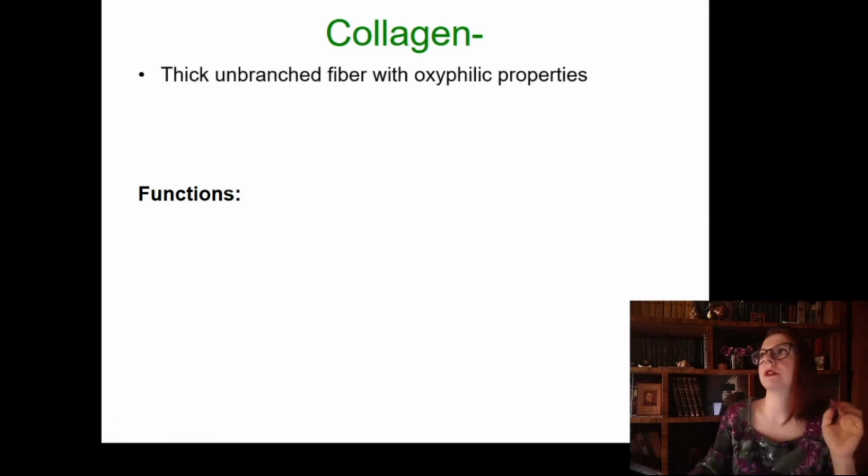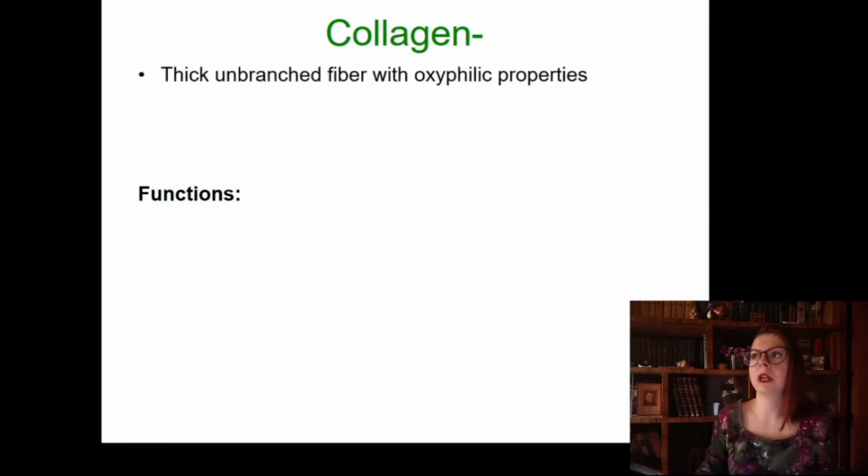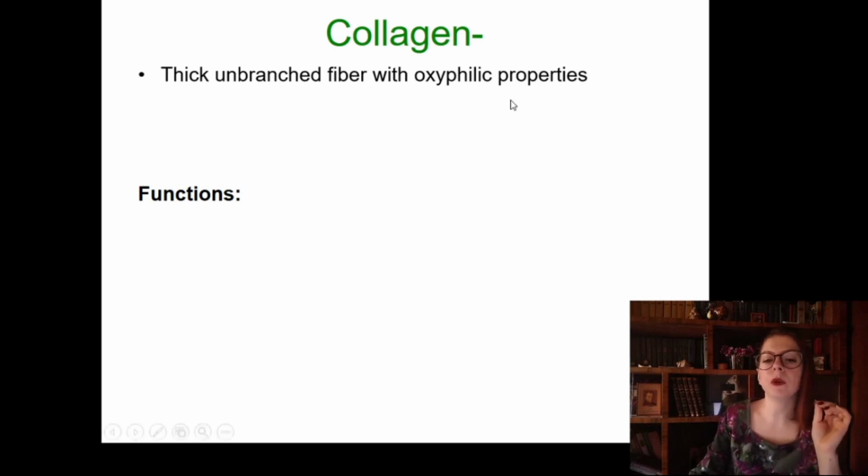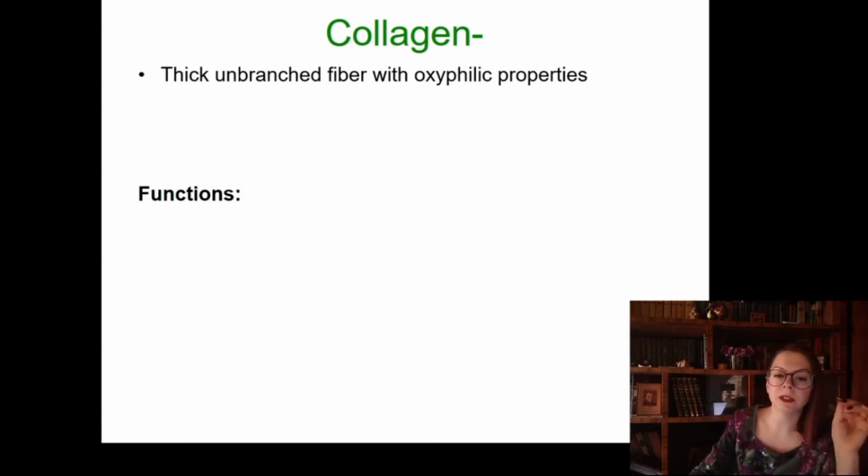Collagen fibers, that's what you have to know in general about their properties. First of all, they are relatively thick compared with other fibers. They are unbranched and they have oxyphilic properties because they are positively charged. That's why they are stained predominantly with eosin, as we have just seen in the specimen of the tendon. It was pink in color, oxyphilic.